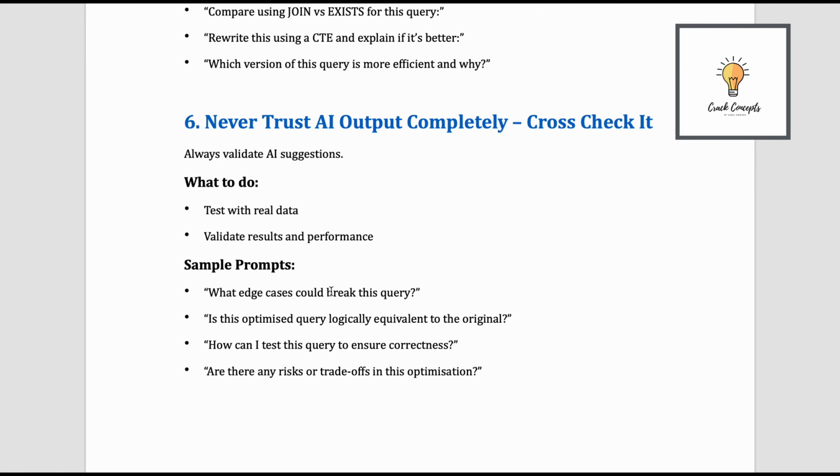Sample prompts: what edge cases could break this query? Is this optimized query logically equivalent to the original? How can I test this query to ensure correctness? Are there any risks or trade-offs in this optimization? You can ask AI to suggest how you can test your data.